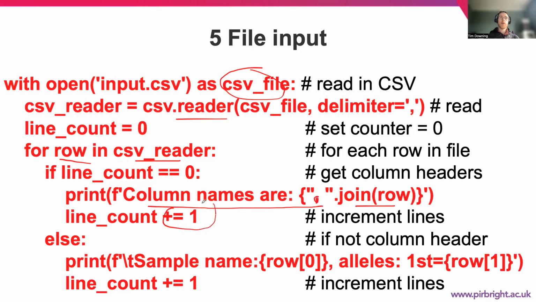And then we increment the lines. So instead of saying line count is equal to line count plus 1, we have line count plus equals 1. It's the same thing. If the line count is indeed 1 or greater, we'll print out the row containing the sample name and then the alleles. So the first allele is in row square brackets 1, the second allele is in row square brackets 2, and so on and so on. We can iterate through all those alleles. And then we just keep counting our lines as we go through.